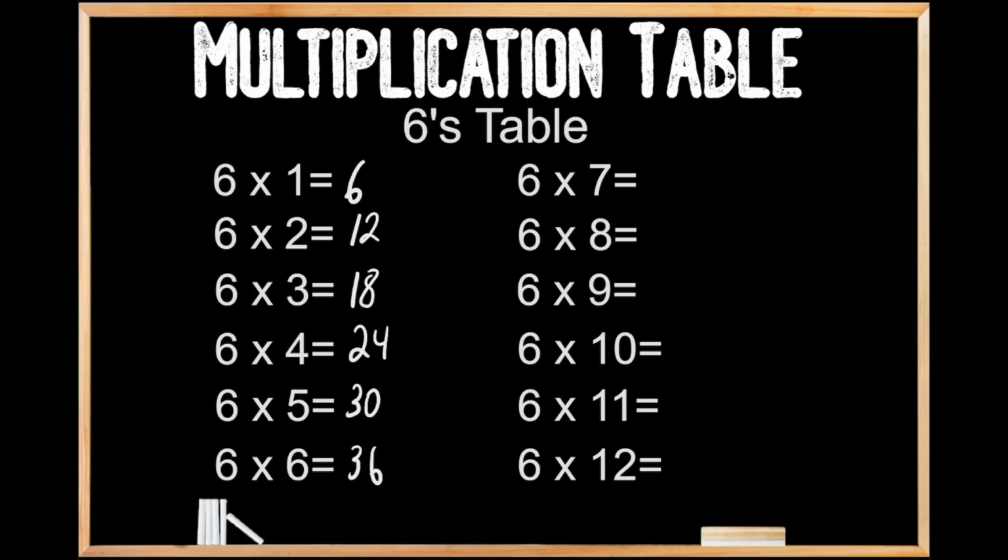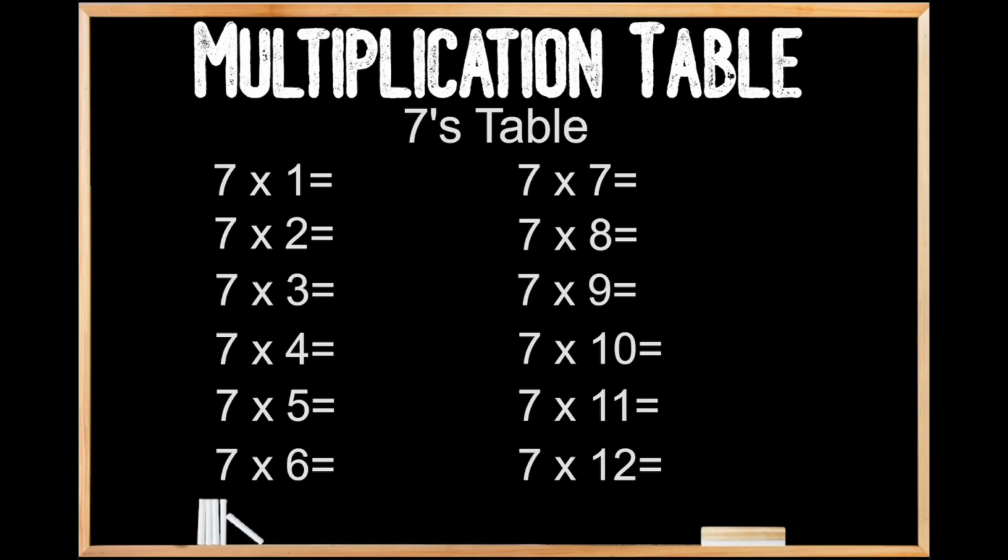6 times 7 is 42. 6 times 8 is 48. 6 times 9 is 54. 6 times 10 is 60. 6 times 11 is 66. And 6 times 12 is 72.